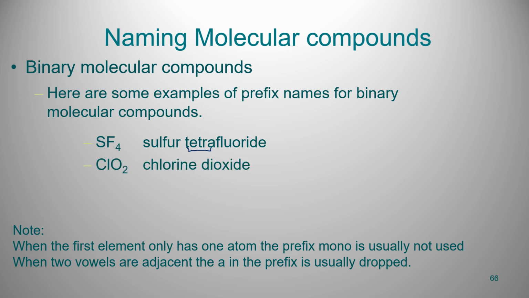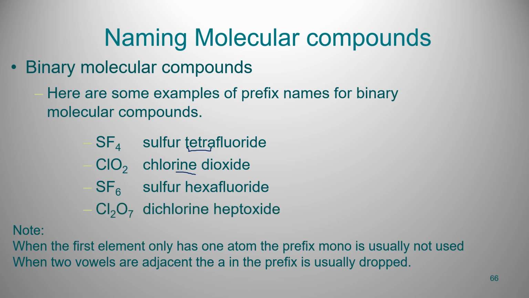ClO2. Notice the first one gets the regular name: chlorine dioxide. Sulfur hexafluoride. So sulfur hexafluoride is different from sulfur tetrafluoride. Cl2O7, again, dichlorine. This is not the polyatomic ion. This is the compound, dichlorine heptoxide. It doesn't have a charge or anything.